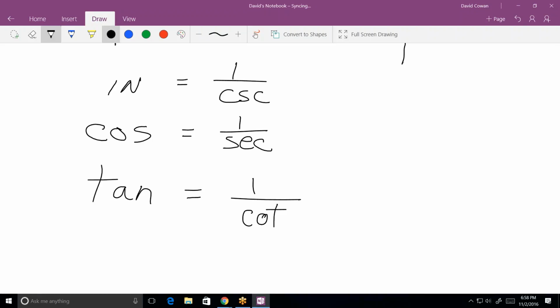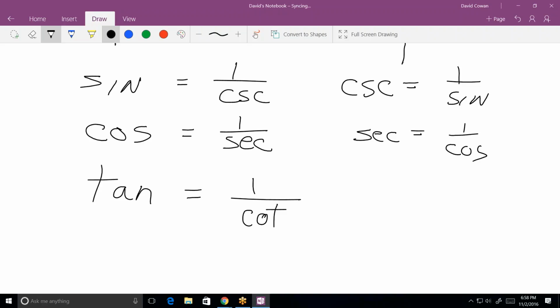Now, this is what you have to memorize. I meant to write the rest of this, which makes cosecant equal to 1 over sine, secant equal to 1 over cosine, and cotangent equal to 1 over tangent. So there are 6 reciprocal relationships.